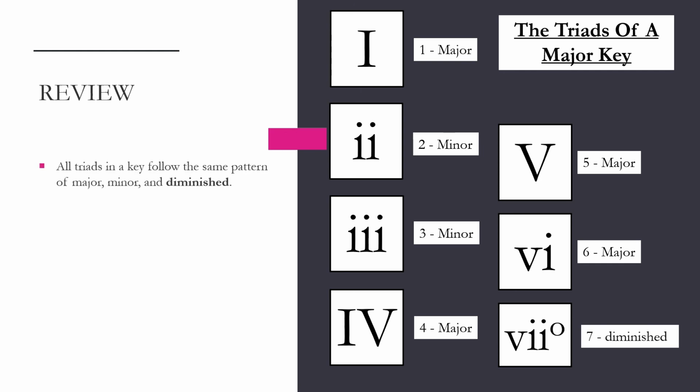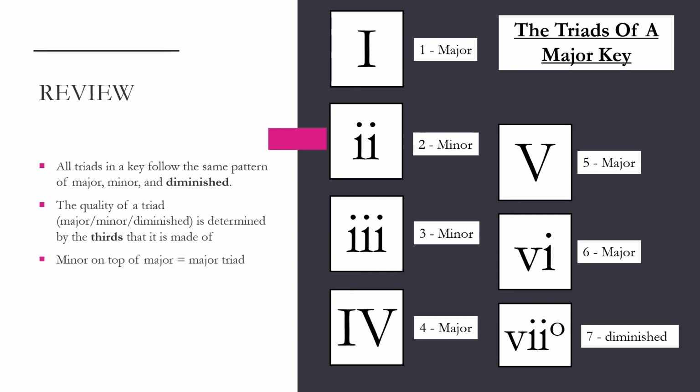This pattern will be used no matter what key you're in, whether you're in C major or A major or B flat major. The quality of a triad is determined by the two thirds that make it up, what the bottom third is and the top third is. A minor on top of a major makes a major triad. A major on top of a minor makes a minor triad. And two minors give us a diminished triad.